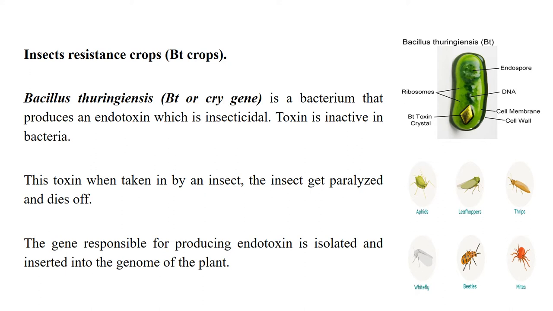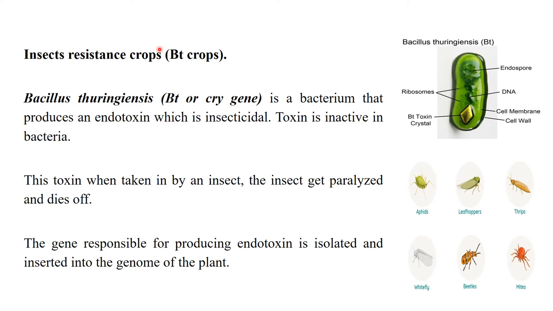Insect resistant crops are also called BT crops. Different types of insects like aphids, leafhoppers, thrips, and many more attack the crops and cause damage. To overcome the insects, traditionally farmers use insecticides. These insecticides become part of the food and enter the food chain, and ultimately harm humans, animals, or the living organisms which consume that food. So BT crops are the best crops.